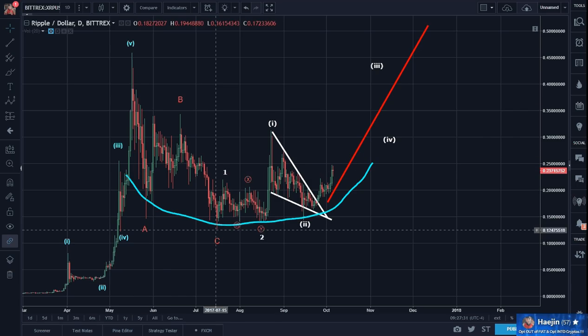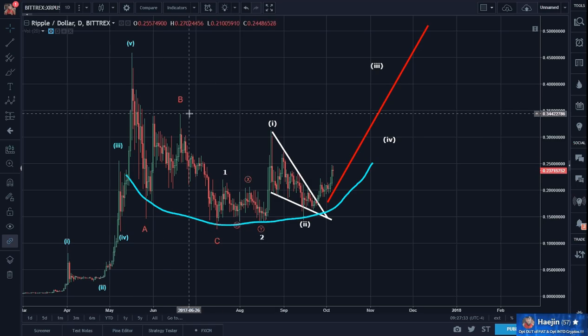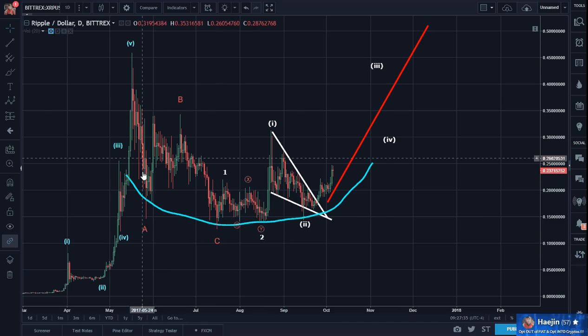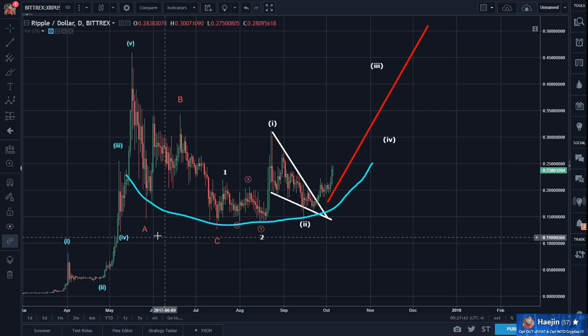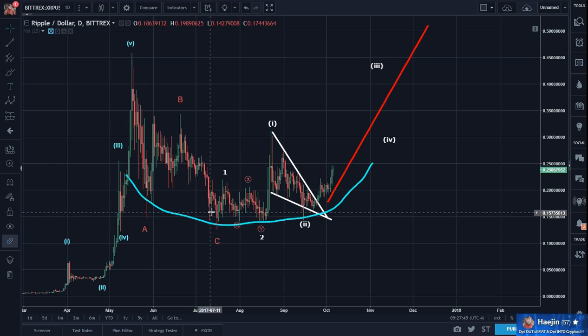After an ABC, when you spot an ABC correction and you see A's here, B's here, let's say you didn't see the C, you only saw it here. You know that C has to be lower than A in this case. This is the best time to start laddering your buy entries.